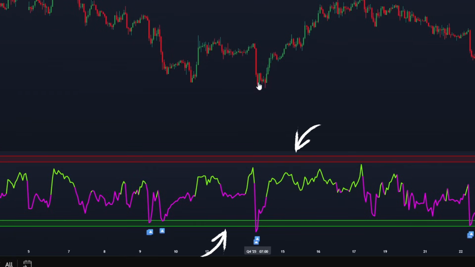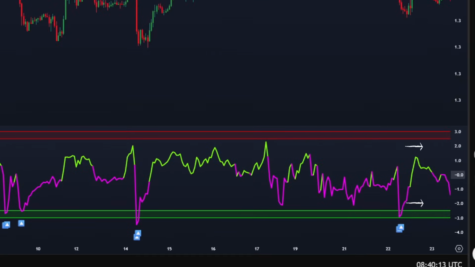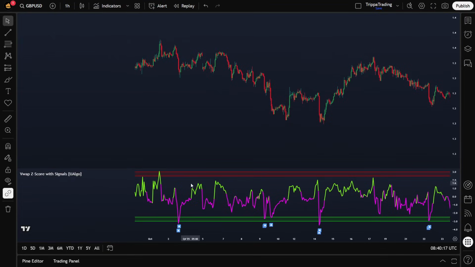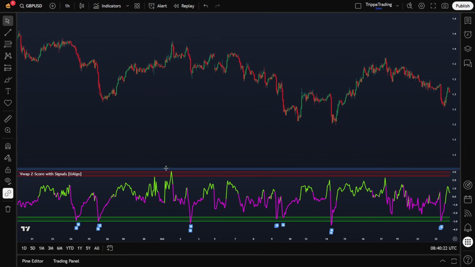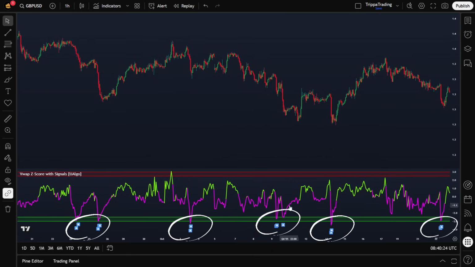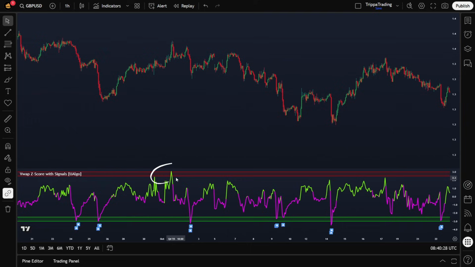There are also upper and lower threshold levels marked on the indicator. By default, they're around +2 and -2. These levels act like boundaries for identifying when price has deviated too far from its average range. When the Z-score crosses below -2, that's potential oversold territory. When it crosses above +2, that's potential overbought territory.